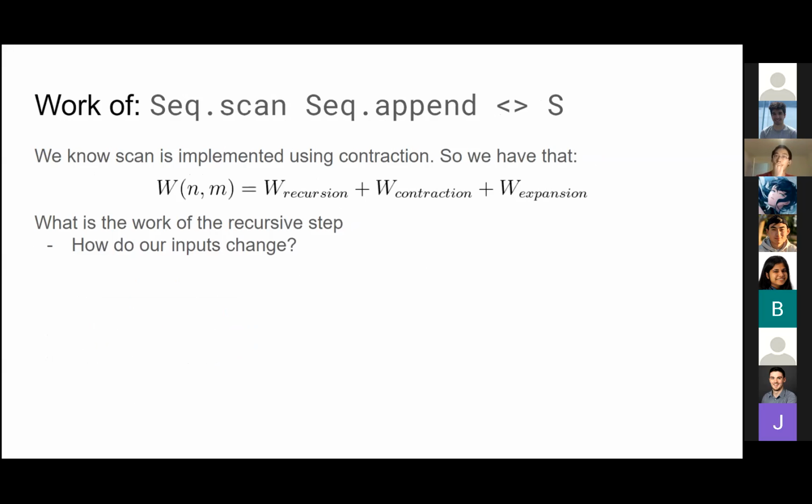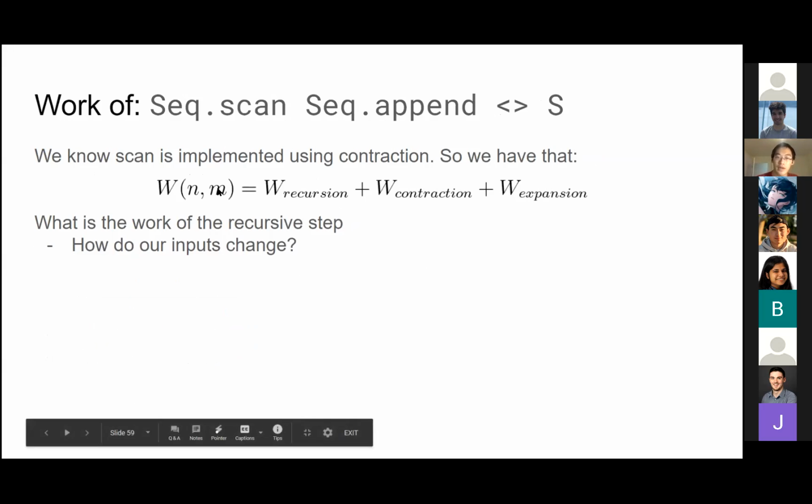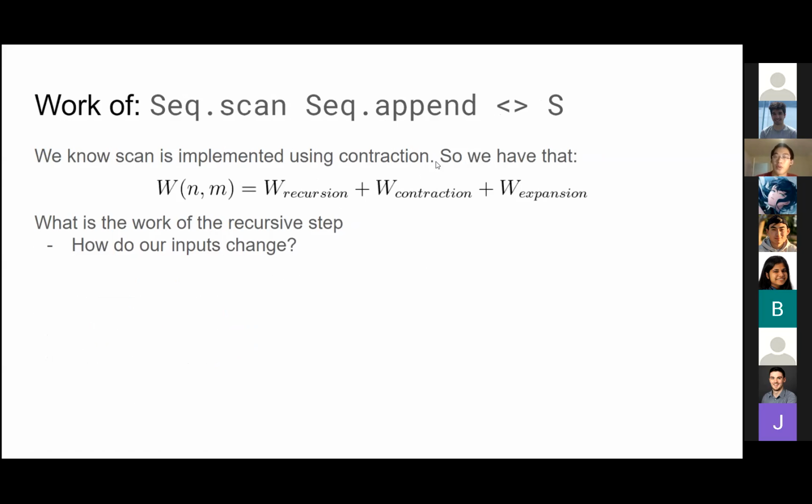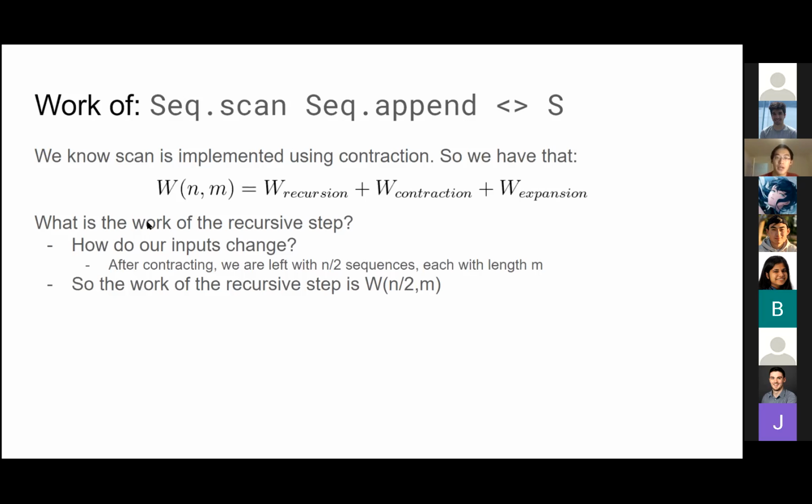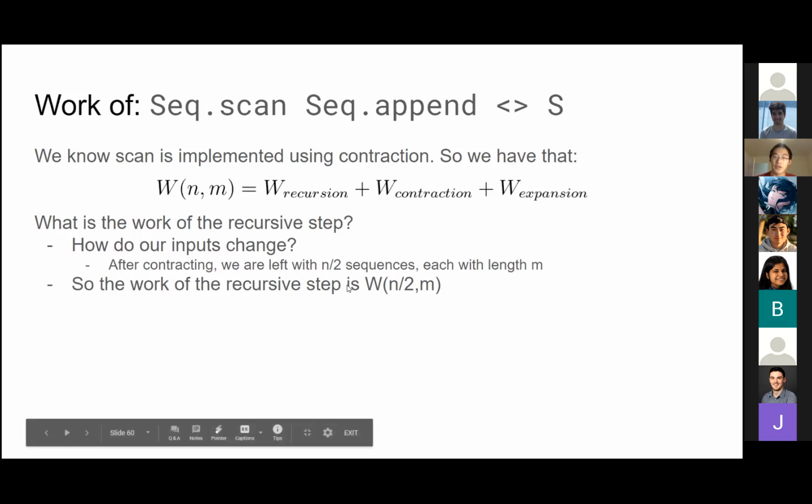Okay, so I think we were on scan. So let's dive into scan. Scan is implemented using contraction, so we can divide the work into the 3 steps of contraction: the recursive step, the contraction step, and the expansion step. What is the work of the recursive step? We can ask ourselves, how do our inputs change? After contracting, we're left with n/2 sequences. Remember, in the contraction step, we take every pair of sequences and apply the function to those pairs, so we end up with half the original.